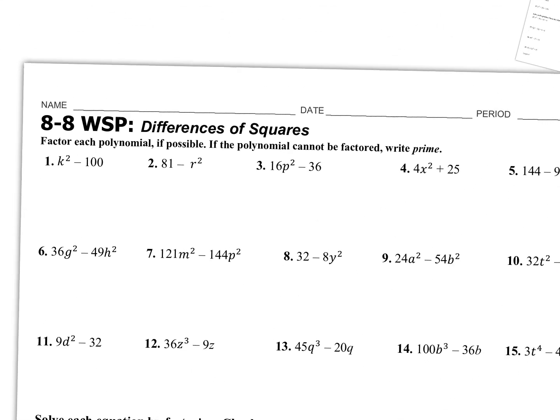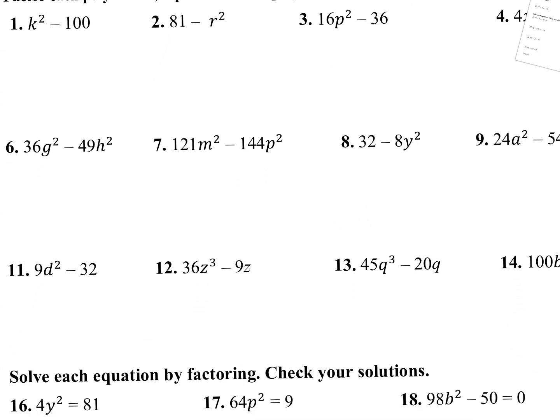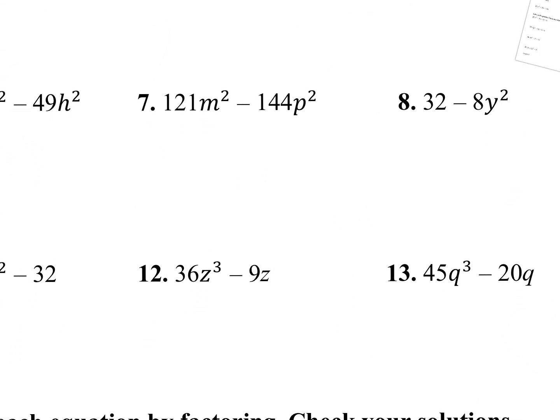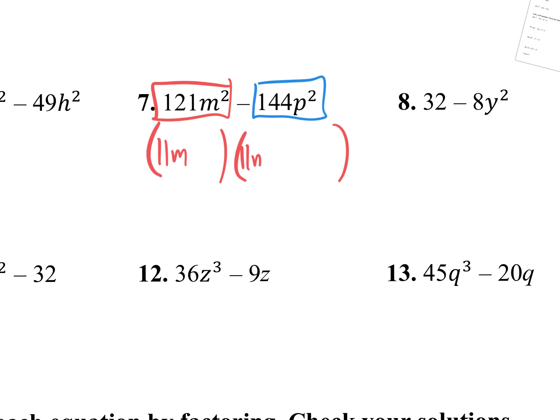So like right here, it's as easy as this. Number 7, parenthesis, the square root of 121m squared. What is that? That's 11m. So you put 11m as the beginning of both binomials. And then the square root of 144p squared. That's 12 with a p. 12p. And of course, the signs have to be different, 1 plus, 1 minus. There's your answer, right? Now, it does get a little weird at times.